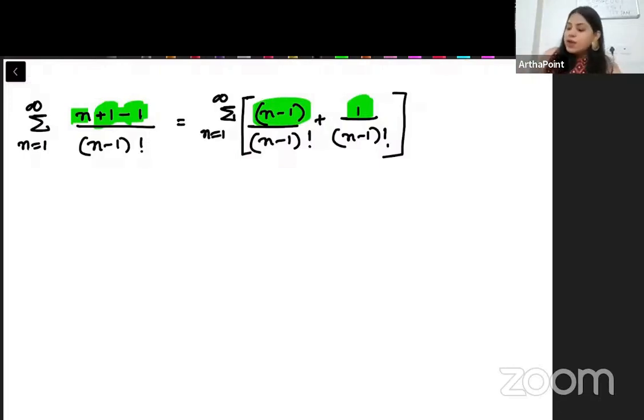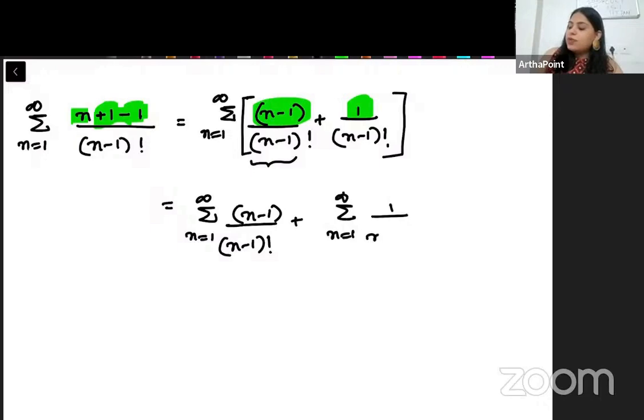Actually, now think about it. But what is (n minus 1) factorial? It is (n minus 1) into (n minus 2) and so on. Kya karte hain factorial mein? We start multiplying with the remaining numbers in decreasing order, right? So I can rewrite this as the summation from n equal to 1 to infinity of (n minus 1) upon (n minus 1) factorial, plus the summation from n equal to 1 to infinity of 1 upon (n minus 1) factorial. And I can open this up better. So this can be nothing but (n minus 1) into (n minus 2) factorial.